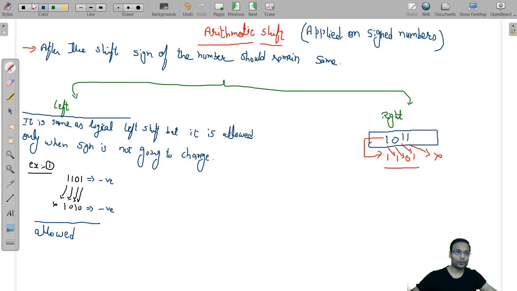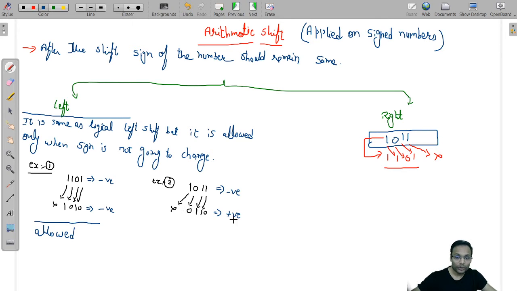Suppose I have another example, example number 2, where your value is 1011. After the shift, what value will you get? Let's see. After the shift this particular one will be discarded, this 0 comes to the leftmost corner, then 1, then 1, then 0. So tell me, what is this particular number before the shift? This particular number was a negative number. Now this number becomes a positive number. How did I say that? This was 1, so negative.